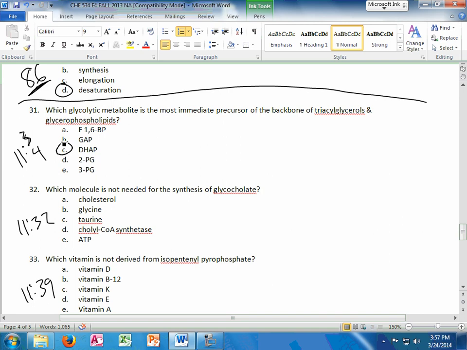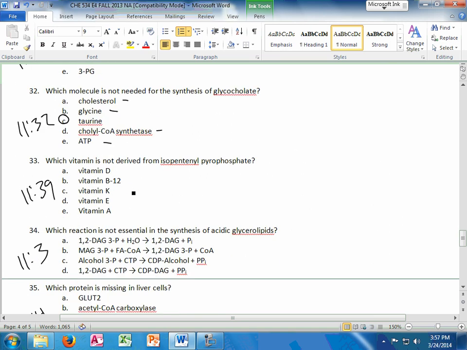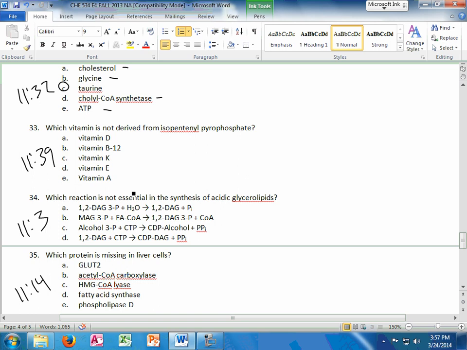Which molecule is not needed for the synthesis of glycocholate? These are the bile salts. Taurine is the other one. So all of these are needed for glycocholate. Which vitamin is not derived from isopentenyl pyrophosphate, if I pronounced that right? Vitamin B12. All these other ones are lipid soluble. So I'll make sure to be familiar with this slide here.